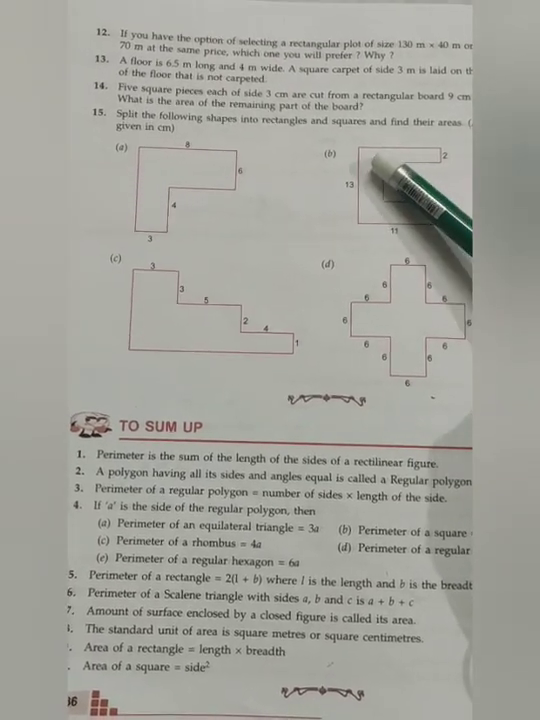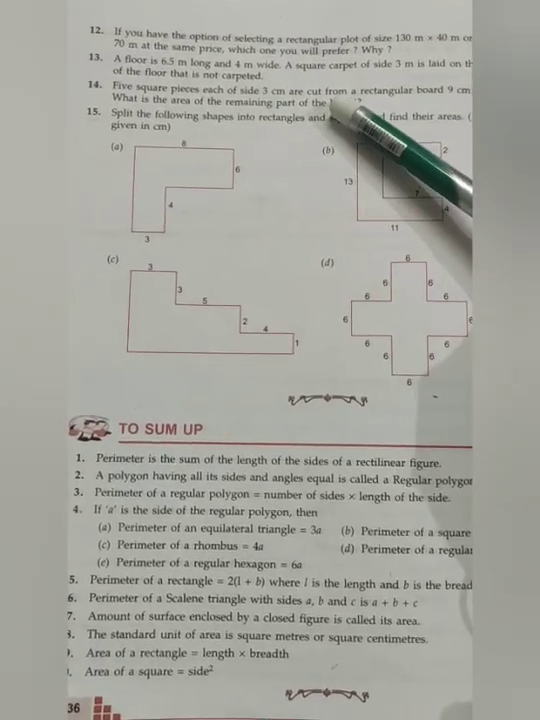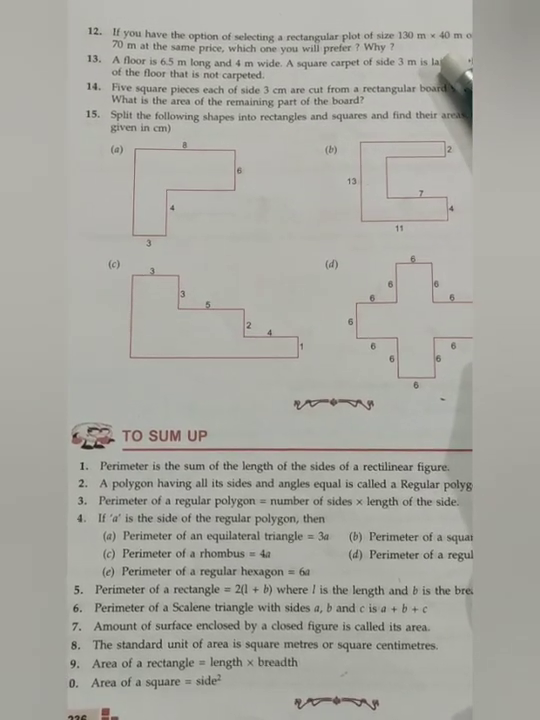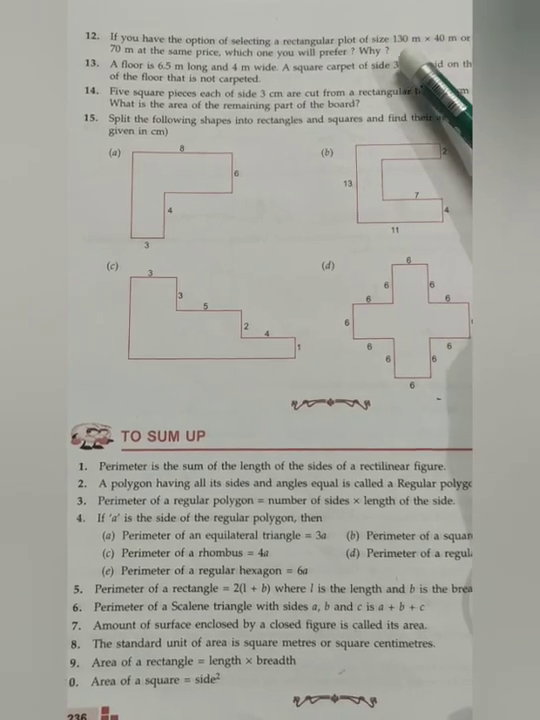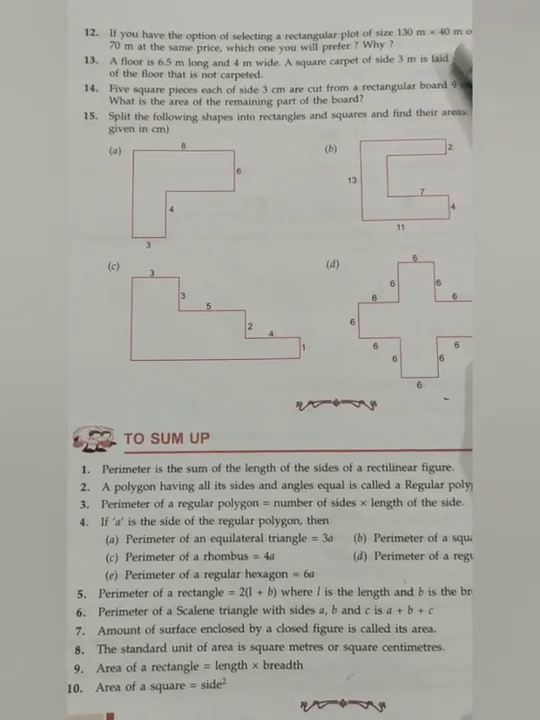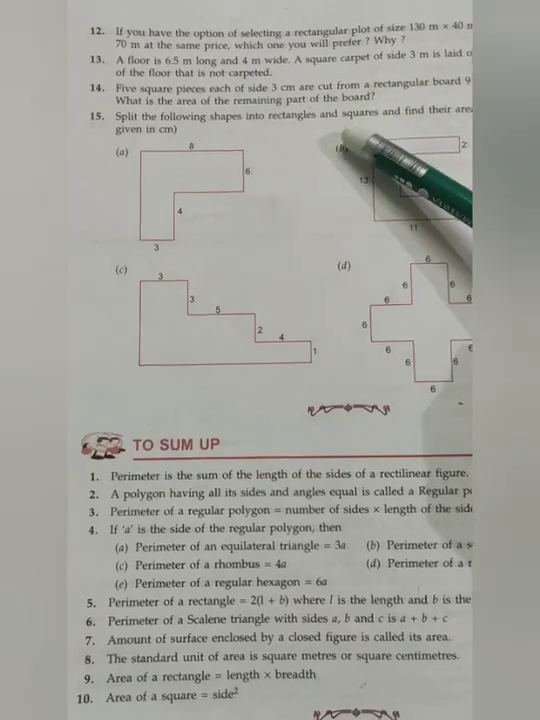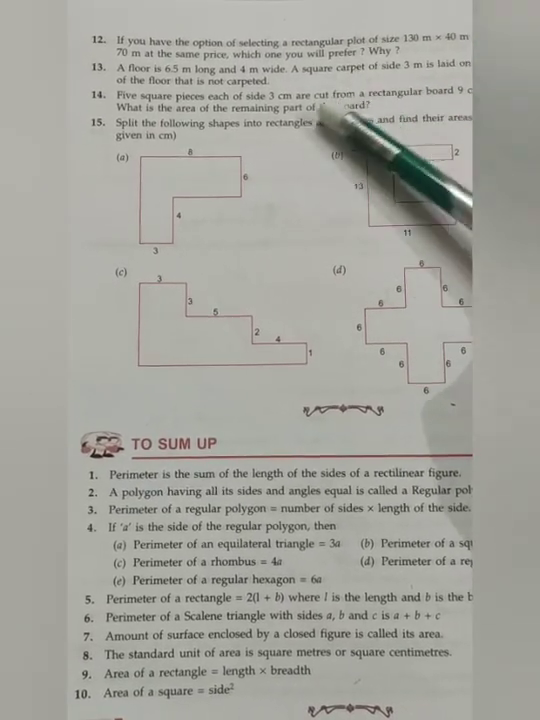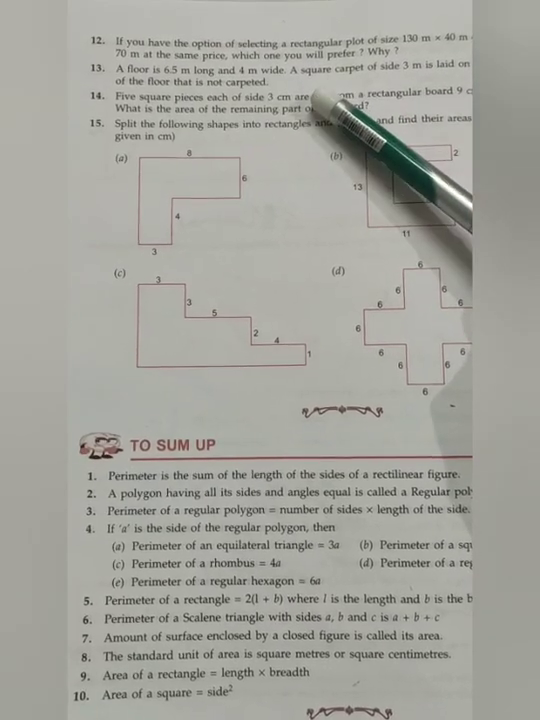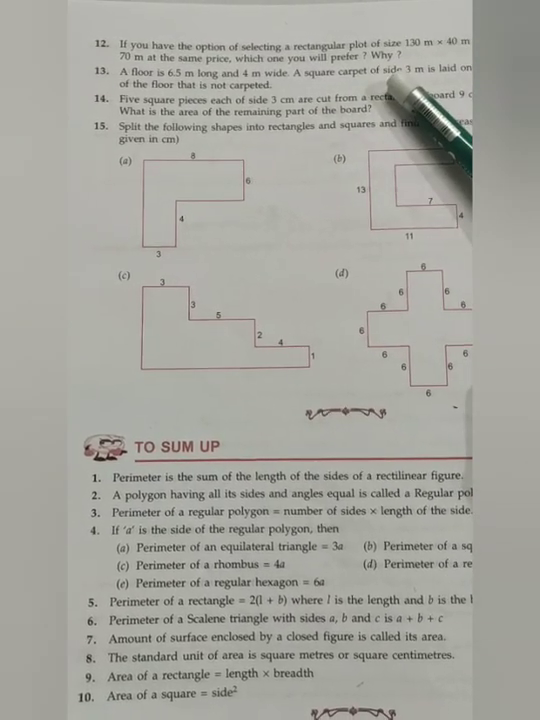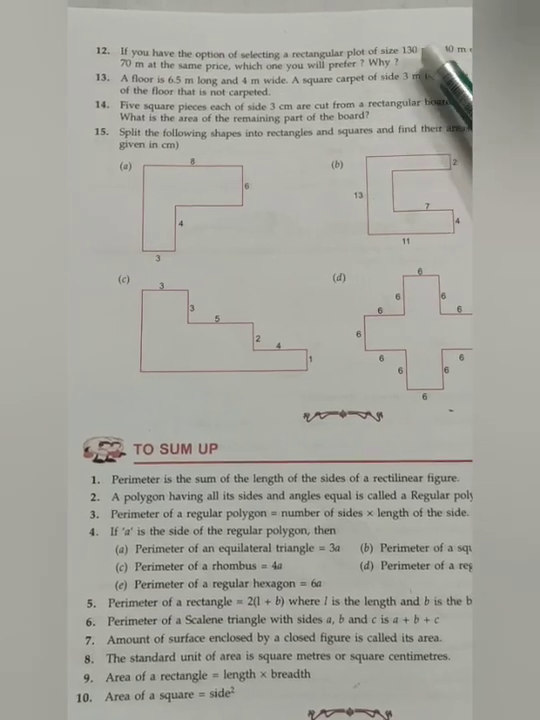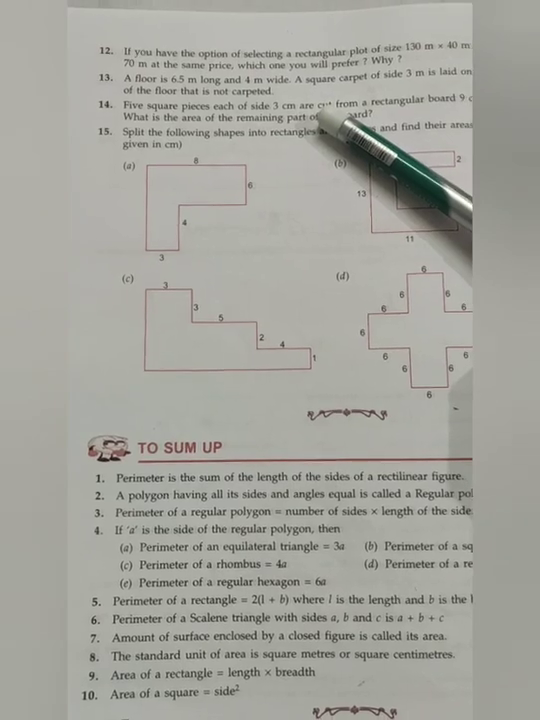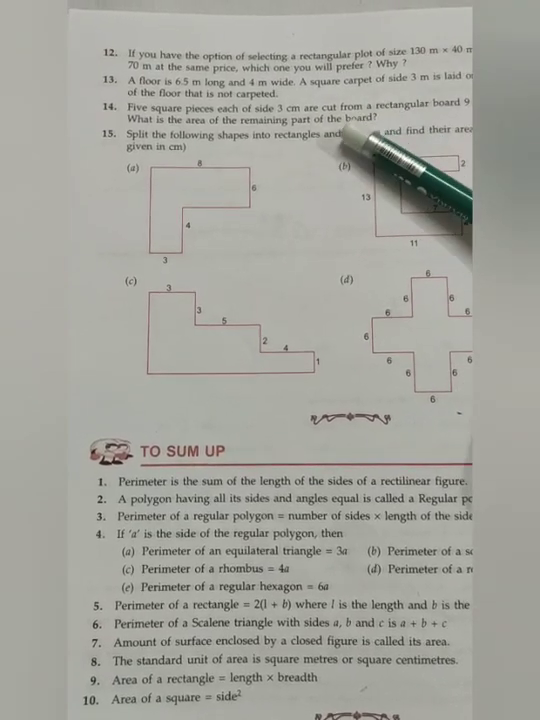If you have the option of selecting a rectangular plot of size 130 meter multiply 40 meter, means length is 130 meter and breadth is 40 meter, or a square plot of side 70 meter, at the same price, the cost of the area is the same. Which one will you prefer and why? So separately you find the area of this rectangular plot and square plot. Then you think. Okay.